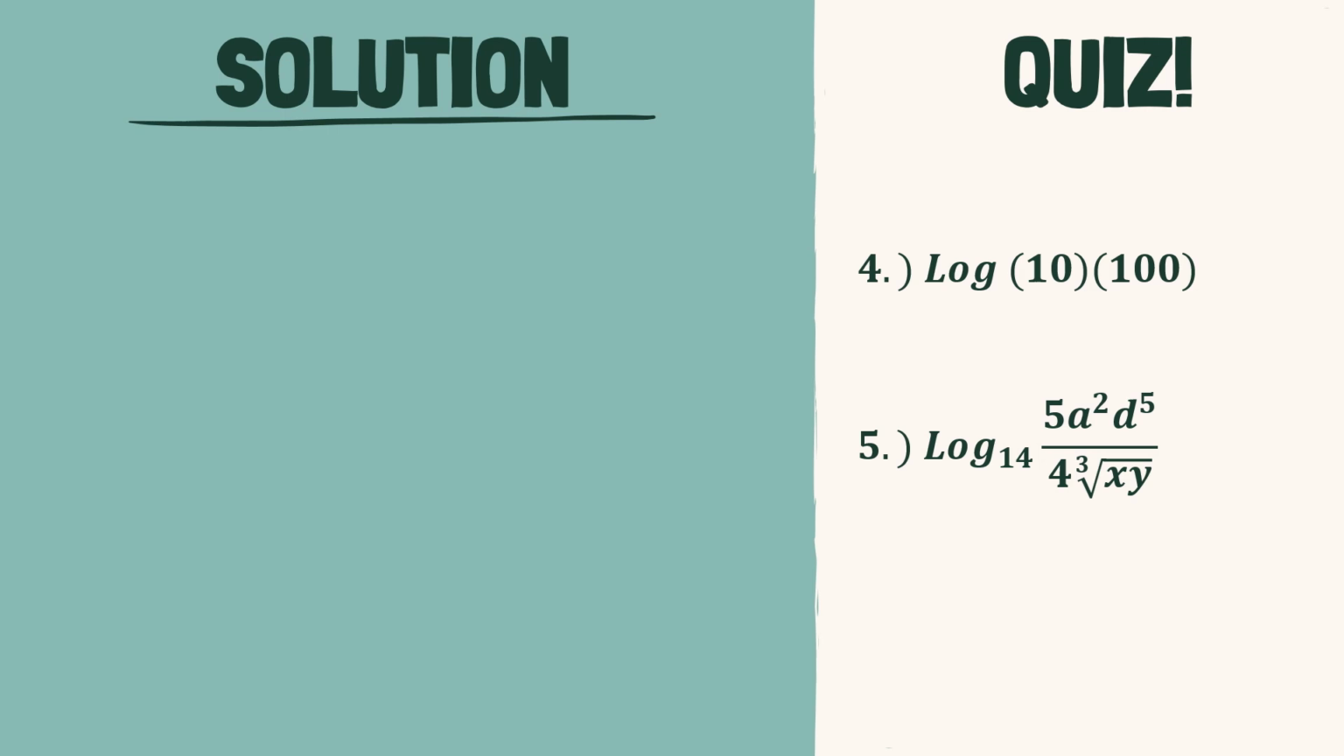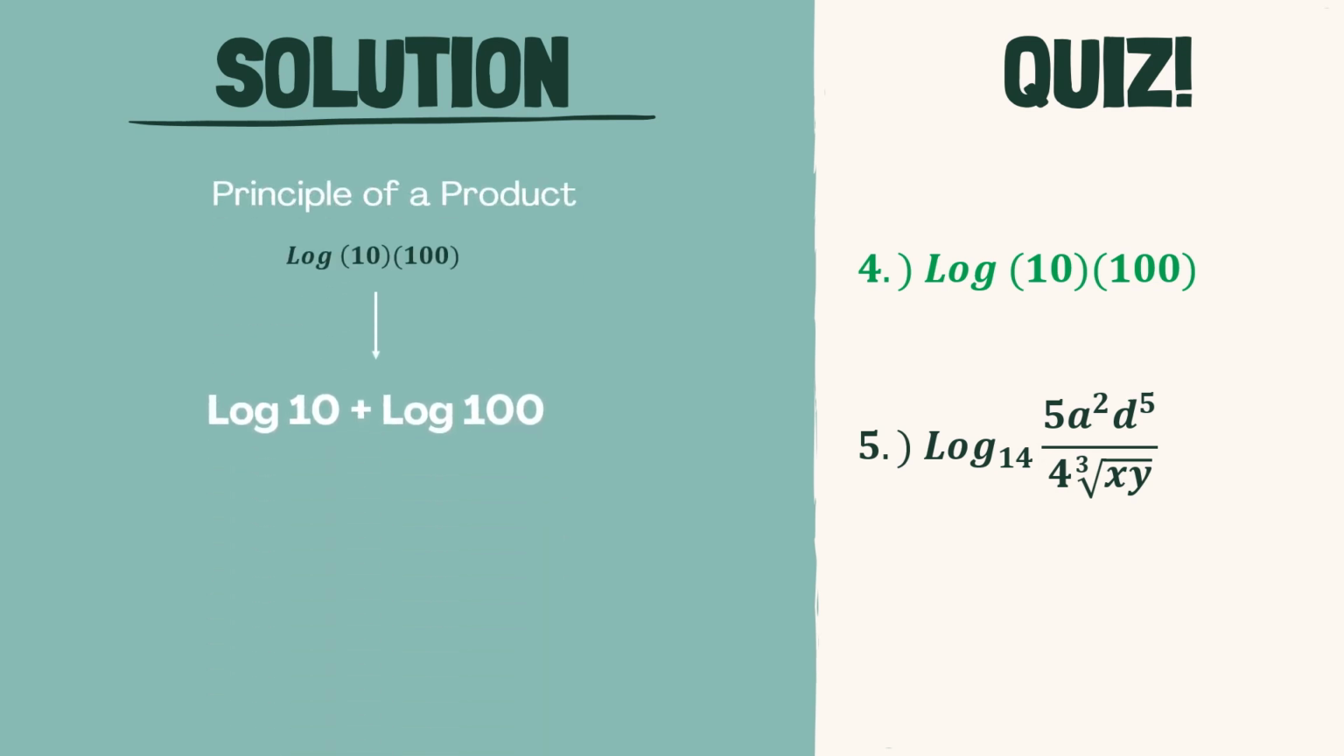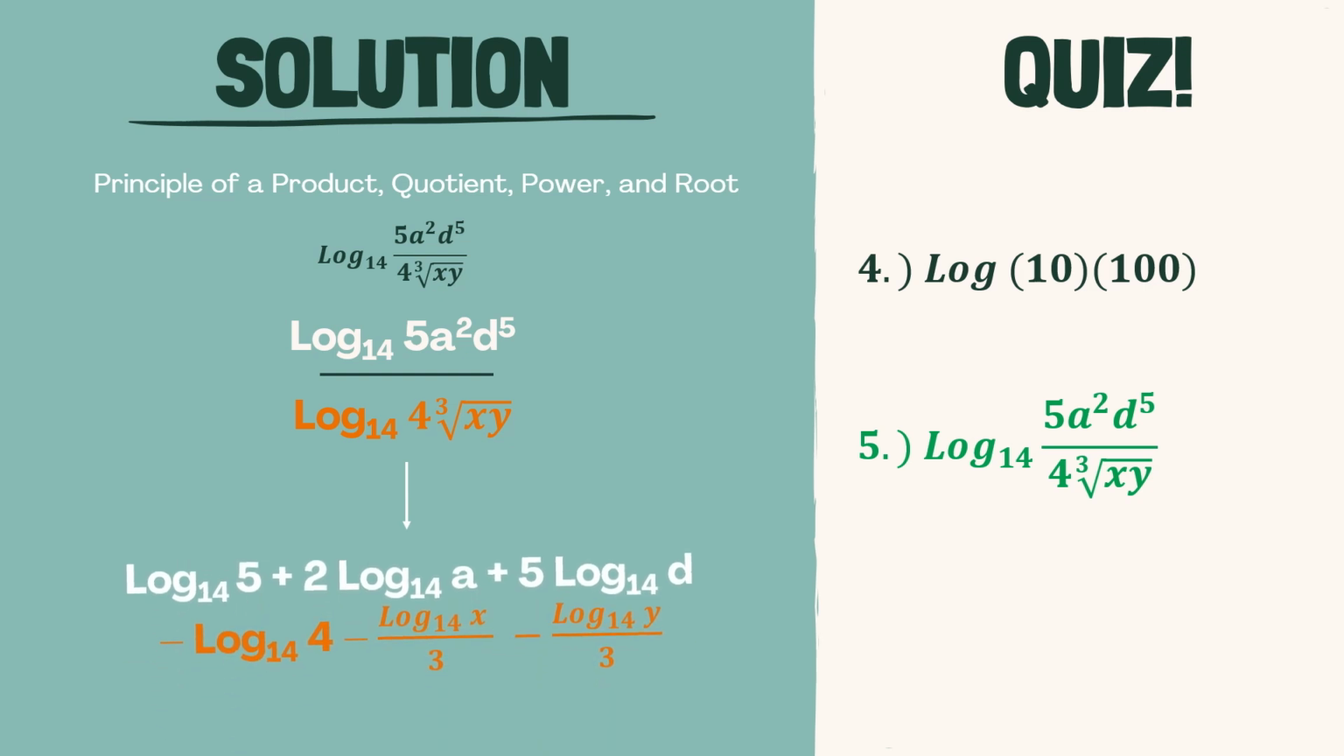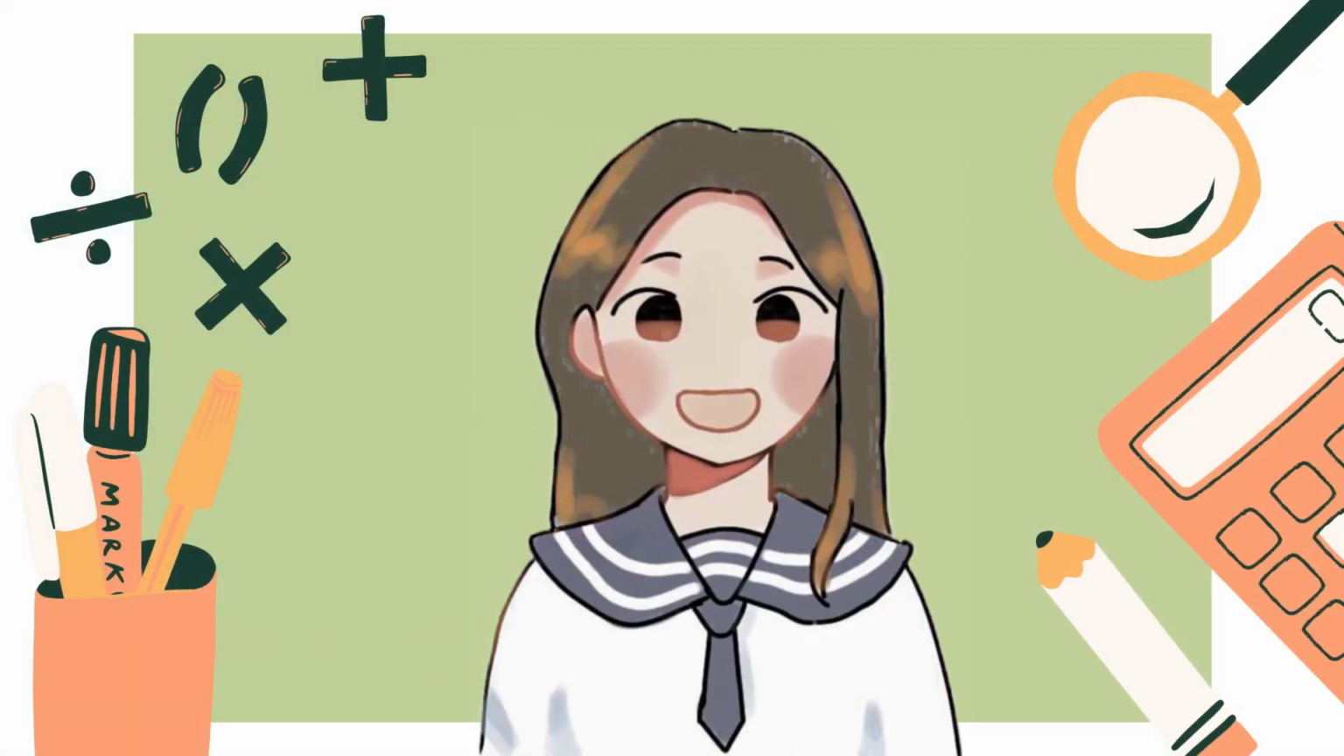Here are the answers for examples 4 and 5. For example 4, the answer is log of 10 plus log of 100. And for example 5, the answer is log base 14 of 5 plus 2 log base 14 of A plus 5 log base 14 of D minus log base 14 of 4 minus log base 14 of x over 3 minus log base 14 of y over 3.